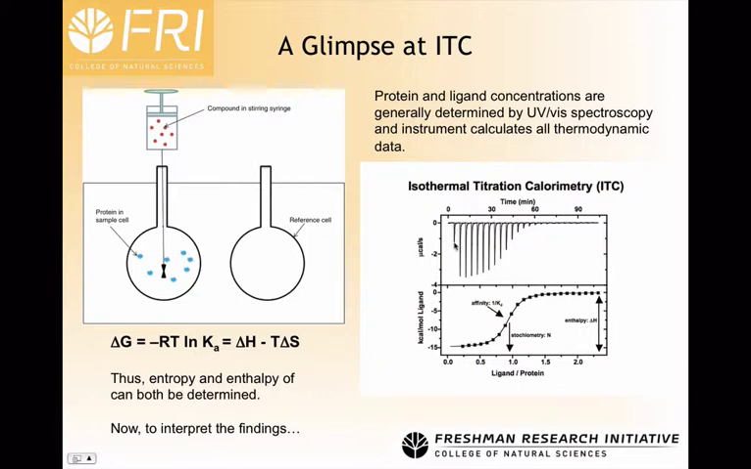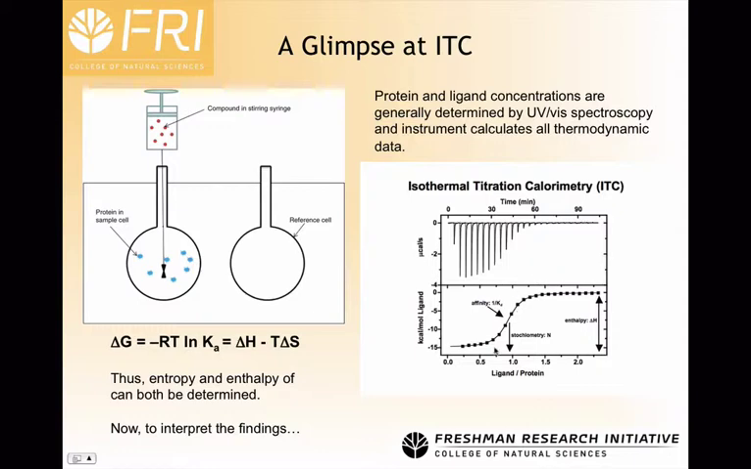Each time that a set increment goes in, heat is given off, and you can see these spikes on the right-hand side. And after a while, this starts to level off and flatten out here. This is because the protein is becoming saturated, and to have a successful ITC experiment, the protein must undergo saturation.